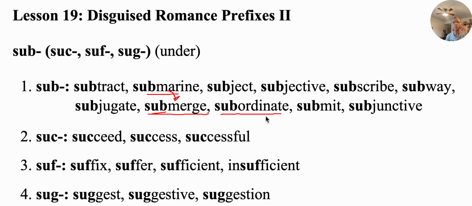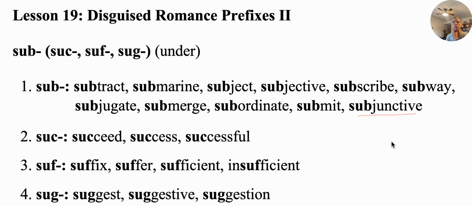Subordinate. A subordinate is a person who works under somebody else. For example, a corporal will work under a captain. Next we have submit. Mit means like to send, and sub means under, but submit is like when you turn in a paper that you've written, an essay at school, and you submit it for a grade. Subjunctive, I'm not sure why I included this one here.